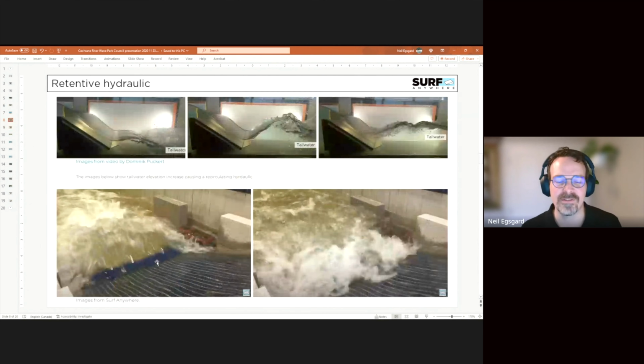Additionally, this is from the images from our research. As this tailwater goes higher and higher, once you get a certain point above this horizontal transition, if you have a static ramp, then you get a recirculating hydraulic. So it goes from being a surfable wave to something that is very dangerous or looks very dangerous.